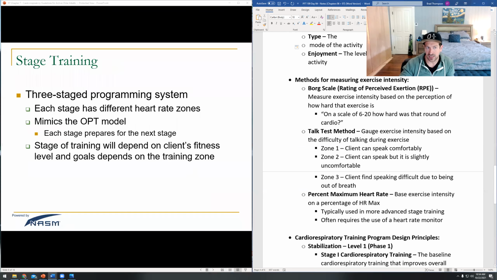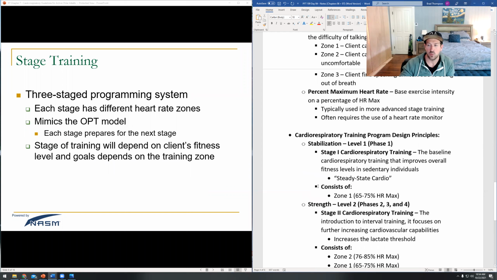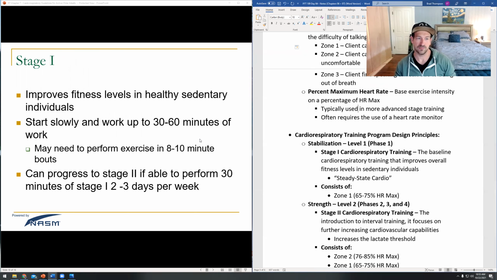But generally, if we're going to get really specific about it, we are going to use some very specific stage training. We're going to base the exercise intensity on the percentage of their heart rate max. This is pretty advanced. Not every client's going to be into it. Not every client's going to want to use a heart rate monitor. They're just going to want to base it on how they feel. And that's fine. I think that still works. But the actual percentage of heart rate often requires a heart rate monitor because it's just not very comfortable to have to take your heart rate while you're jogging down the track. It's not super convenient all the time.